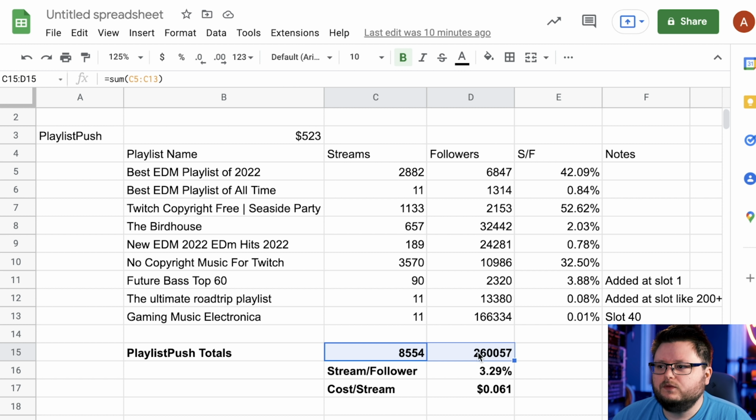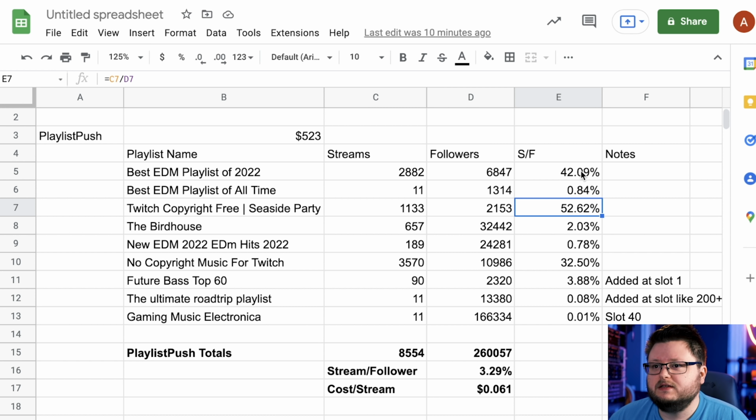So I could do some math with these numbers. If I divide those two, basically dividing streams by followers, we received 3.29% streams per follower. So pretty small, right? That's basically saying if a playlist has 100,000 followers, you're going to get roughly 3,300 streams. That's kind of what this number means. So obviously I calculated it per playlist here. Some playlists were really good. You were getting 50% the number of streams the playlist had followers.